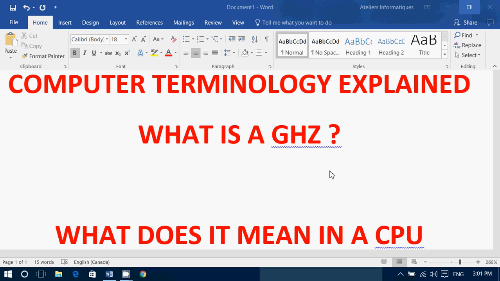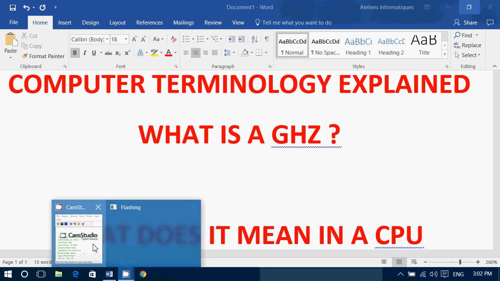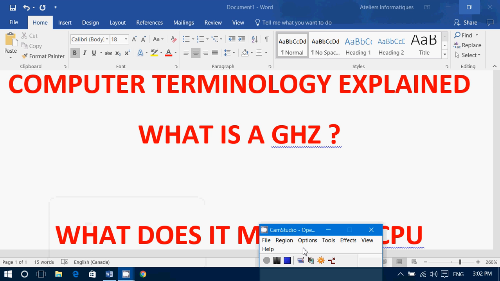Hope this let you understand a little more what gigahertz and the speeds of CPUs mean. And hope you enjoyed this little series on terminology and the different terms we use in computers.